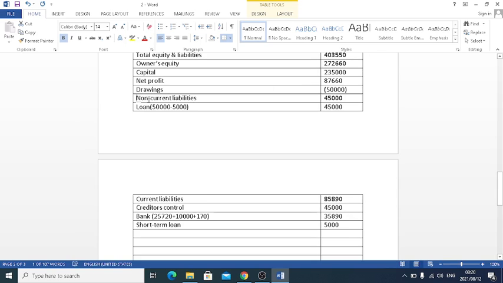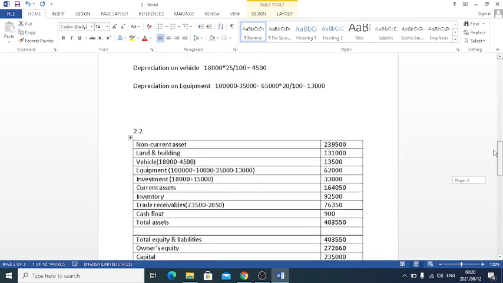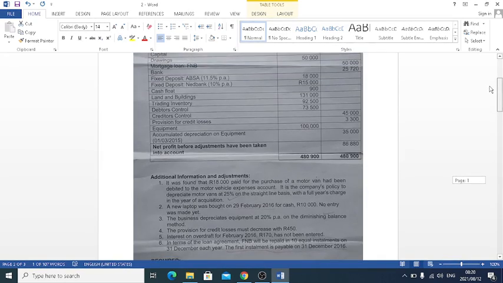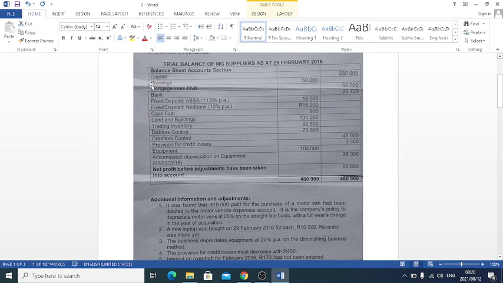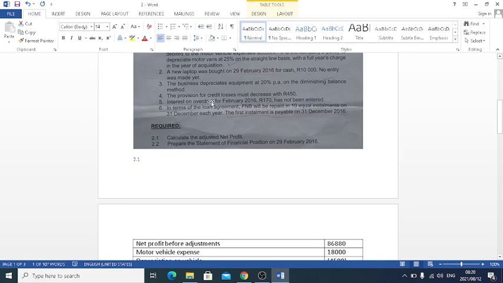Then we go to our non-current liabilities. We only deal with the loan, mortgage loan or mortgage bond. Our loan is on the trial balance, item number 3, mortgage loan 50,000. Let's hear what they are saying. In terms of the loan agreement, FNB will be repaid in 10 equal installments on the 31st December each year. So 50,000 divided by 10 is 5,000. They're saying the first installment is payable on the 31st December 2016.